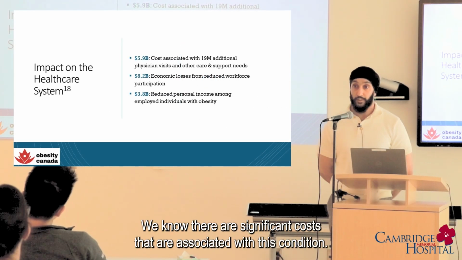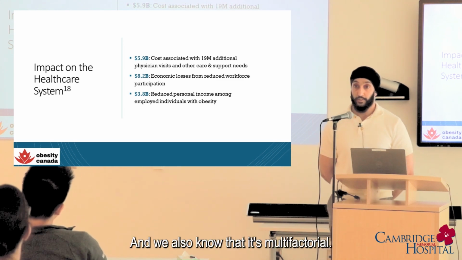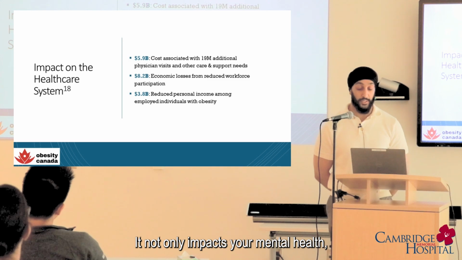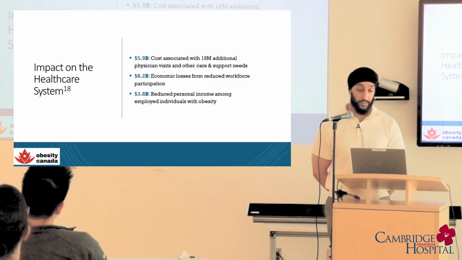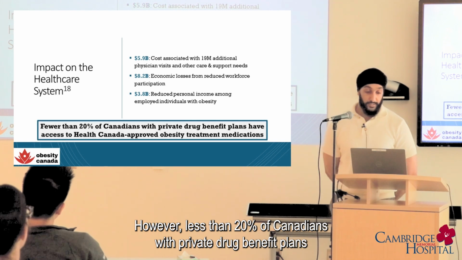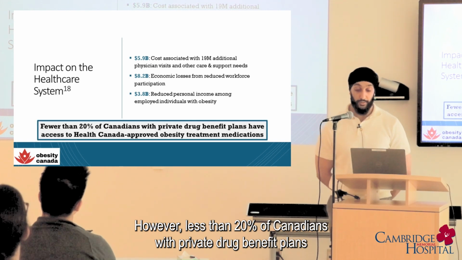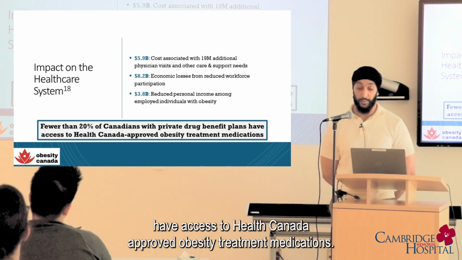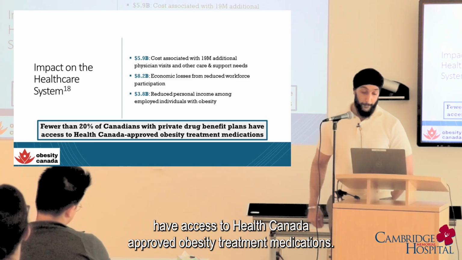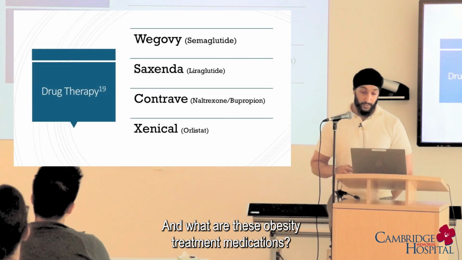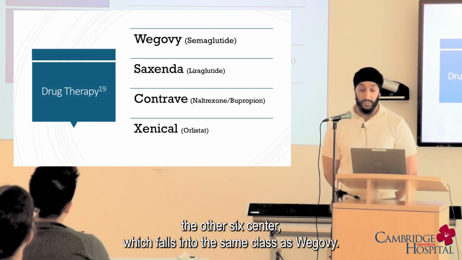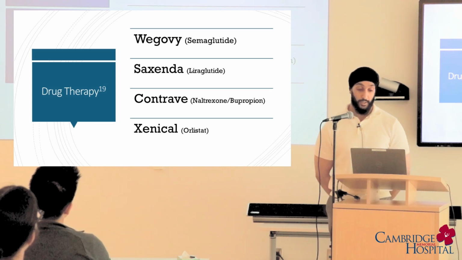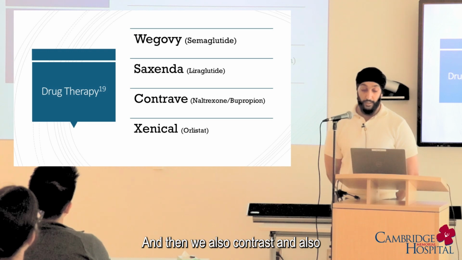So we know medications like Wegovy are really effective for the management of obesity and overweight. We know there are significant costs associated with this condition. And we also know that it's multifactorial. It not only impacts your mental health, your physical health, it's a risk factor for so many different conditions. However, less than 20% of Canadians with private drug benefit plans have access to Health Canada approved obesity treatment medications. And what are these obesity treatment medications? Well, one is Wegovy, which we just covered. The other is Saxenda, which falls into the same class as Wegovy. And then we also have Contrave and Orlistat.